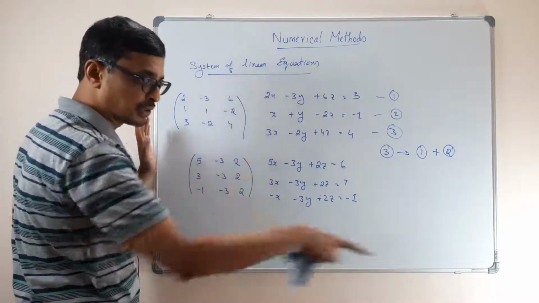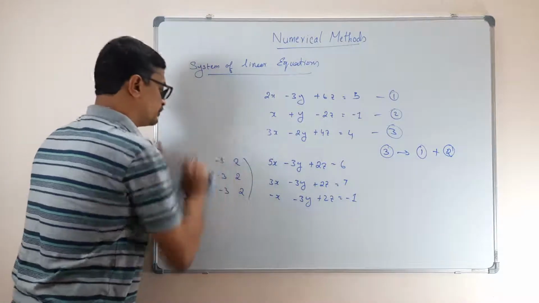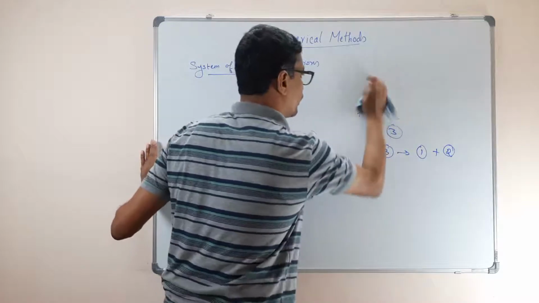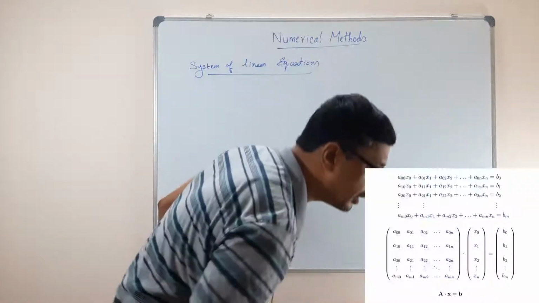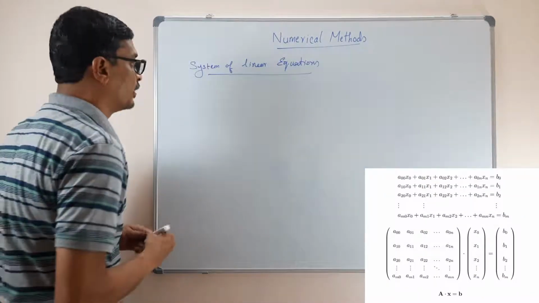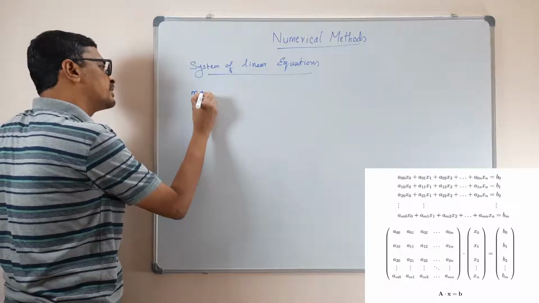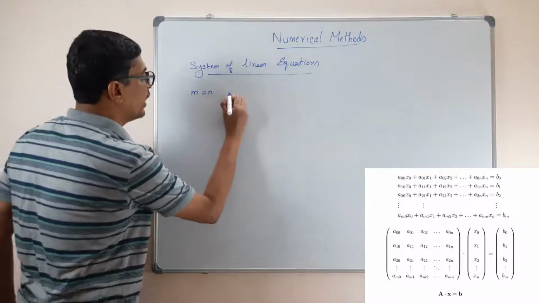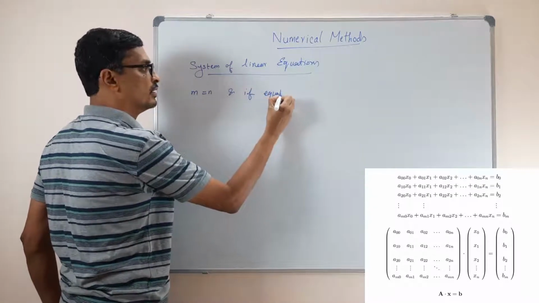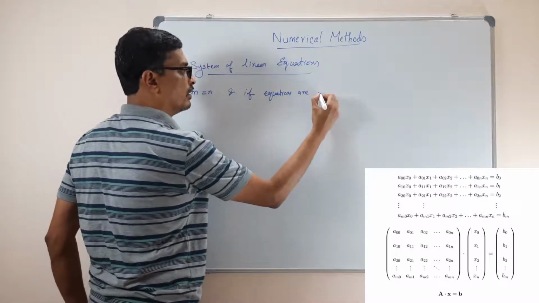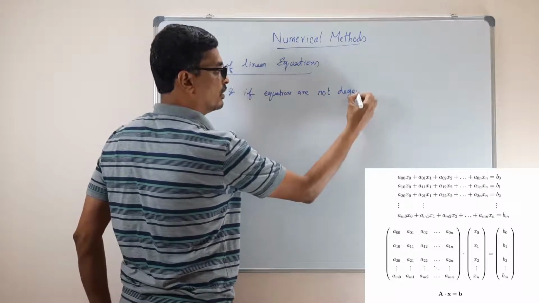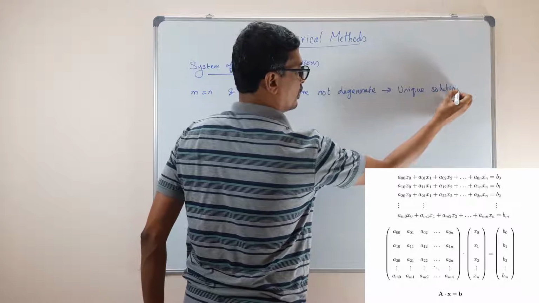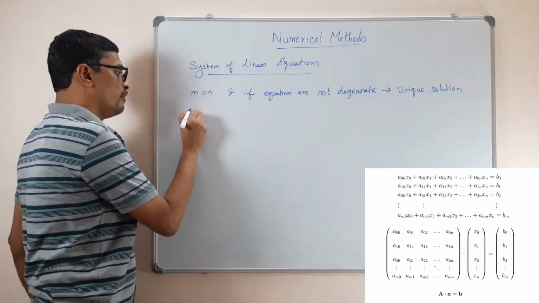So from this discussion we come to a conclusion. If you remember the old matrix which is already presented on the screen, the conclusion you can write is: m is the number of equations, and n is the number of unknowns. Suppose m equals n, and the equations are not degenerate, we will have a unique solution.